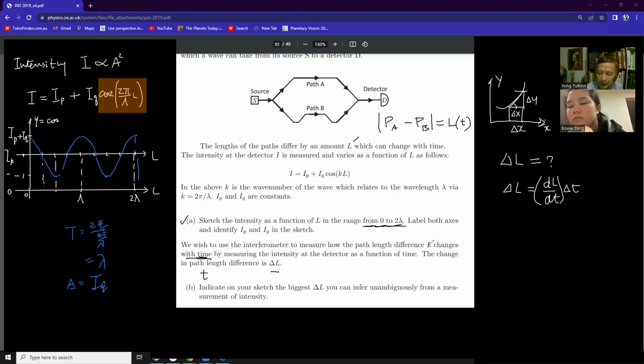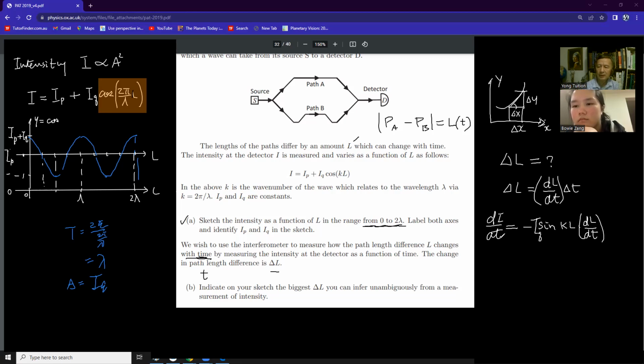So we have to assume L is time dependent, by measuring the detector as a function of time. Can we just find the first derivative in our case? That is dI/dt. Find the first derivative first. dI/dt is equal to, the cosine becomes negative sine. K is constant. I have put I_Q here, and multiply by dL/dt. That's the first derivative of the intensity change, right?